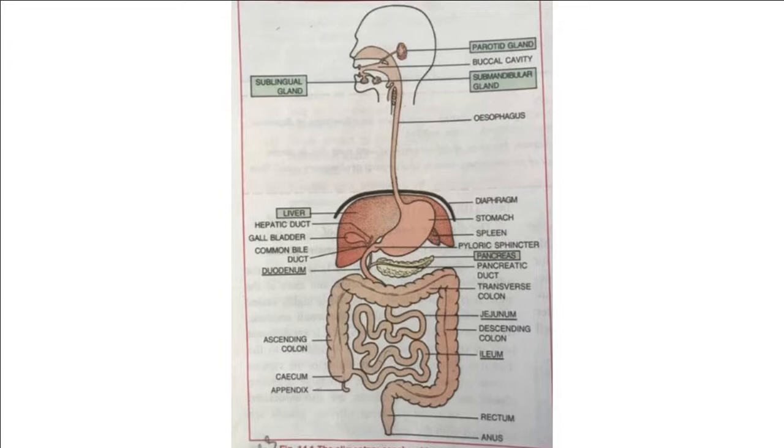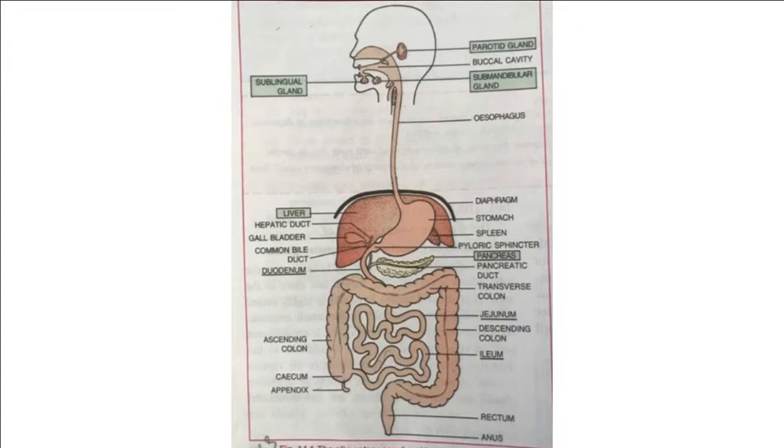So food moves from the mouth, the buccal cavity, pharynx, esophagus, stomach, then the small intestine, with the first part being the duodenum. Then from the small intestine it goes into the large intestine: the transverse colon, the ascending colon, the descending colon. All these are parts of the large intestine. Then it goes to the rectum and anus.